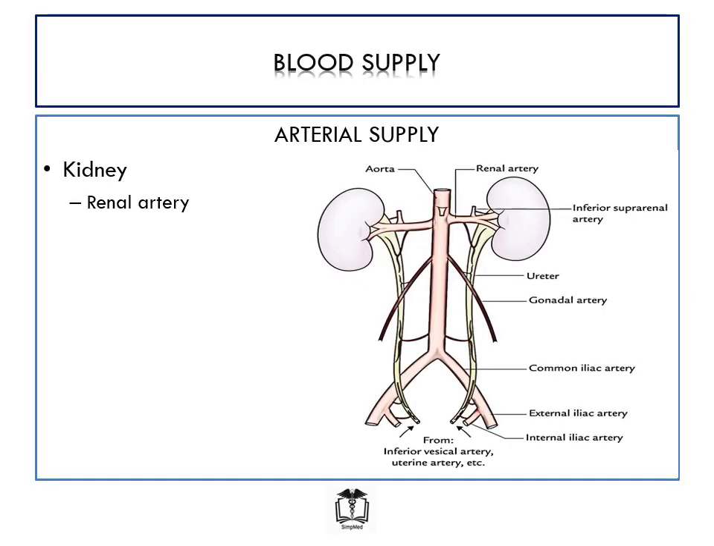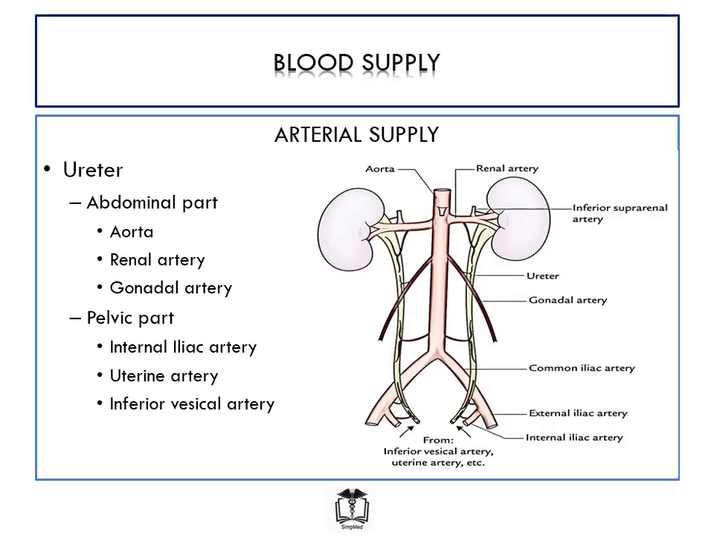So let's quickly talk blood supply. The kidneys tend to be supplied by the renal artery. The renal arteries are bilaterally placed structures coming from the abdominal aorta. We have the right renal artery and the left renal artery supplying blood to the kidneys. For the ureter, because we have the different parts of the ureter being abdominal and pelvic parts, these portions of the ureter will be supplied by different blood vessels coming from different portions of the abdomen or of the pelvis. So the abdominal part of the ureter will be supplied by the aorta directly, the renal artery, and then the gonadal artery. So each of these arteries gives supply to the abdominal part.